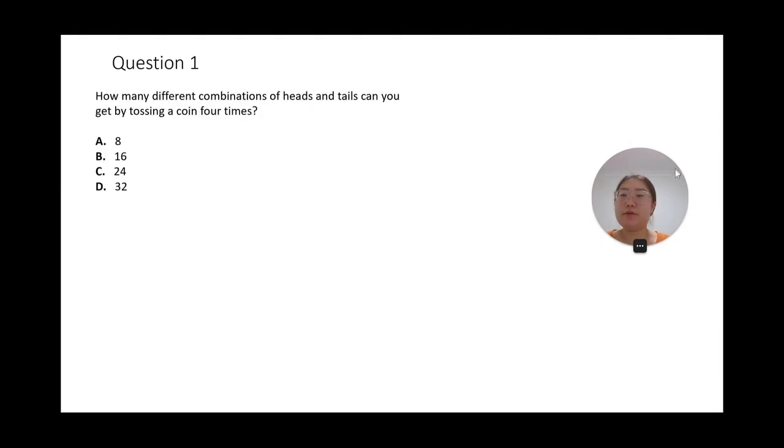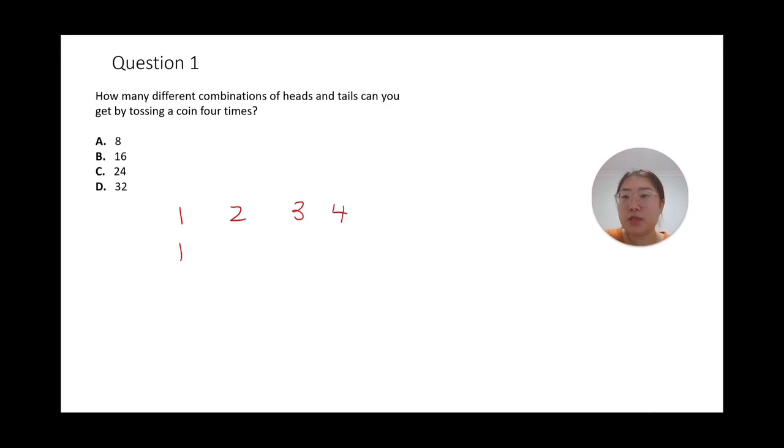So our very first question was a probability question. For this one we had to think about the combinations that you could get for each time you tossed a coin. We have tossed a coin 4 times. I'm going to write 1, 2, 3, 4. What are the possible outcomes you can get from each of these throws?